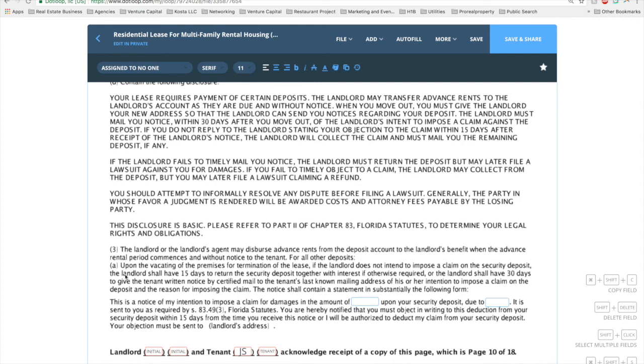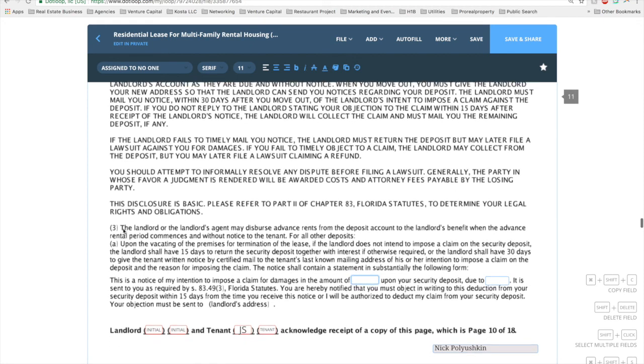For all other deposits, upon the vacating of the premises or termination of the lease, if the landlord doesn't intend to impose a claim on the security deposit, the landlord shall have 15 days to return the security deposit together with the interest if otherwise required, or the landlord shall have 30 days to give the tenant written notice by certified mail to the tenant's last known mailing address of his or her intention to impose a claim on this deposit and the reason for imposing the claim. The notice shall contain a statement in substantially the following form: This is a notice of my intention to impose the claim for damages in the amount.